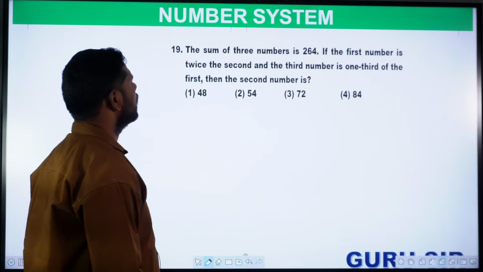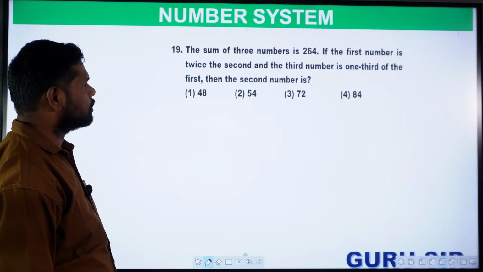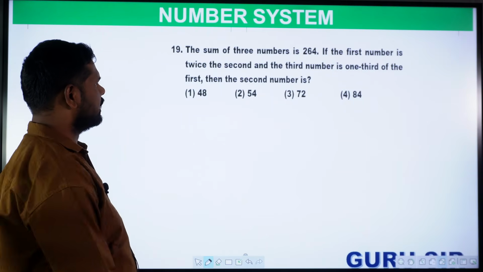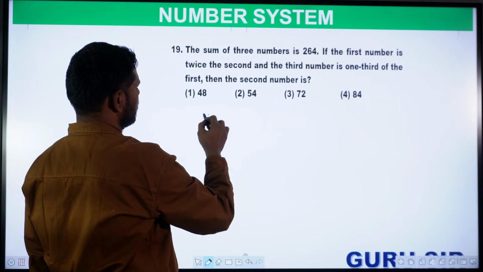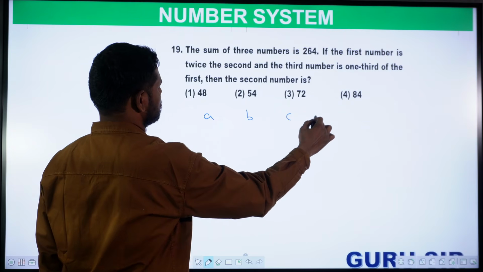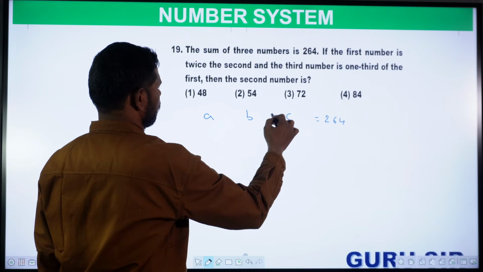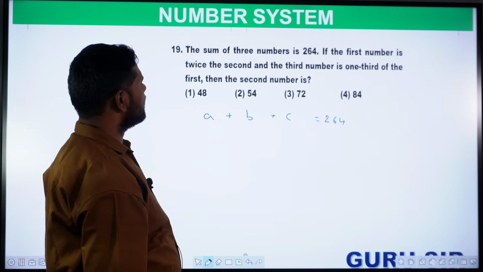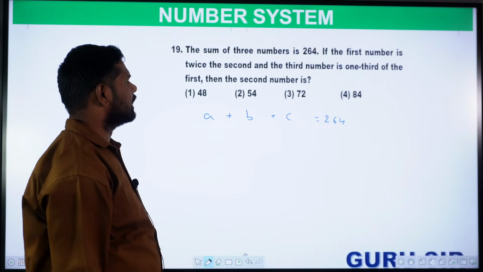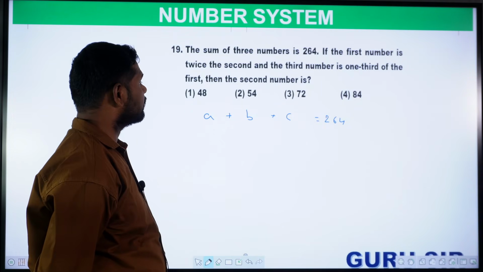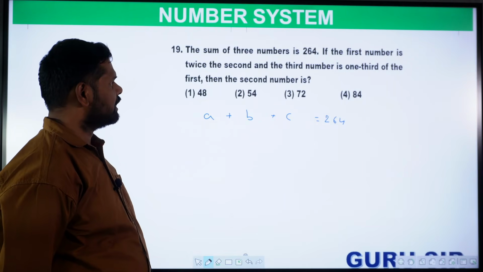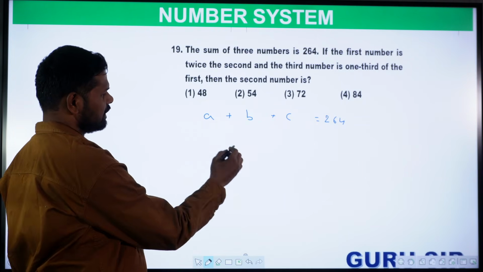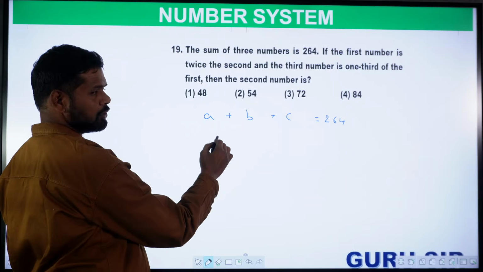Next one. The sum of three numbers is 264, right? A, B, C, three numbers, the sum is 264. But the first number is twice the second, and the third number is 1/3 of the first. Then what is the second number? The first number is twice the second. Suppose the first number is twice the second. One means this one is 2.